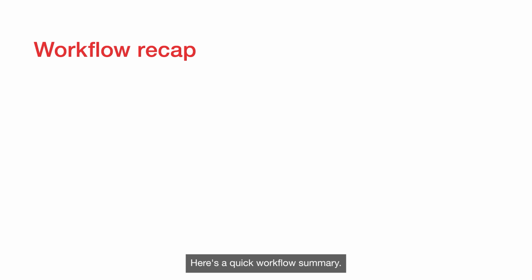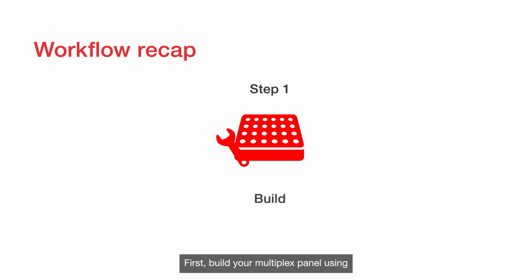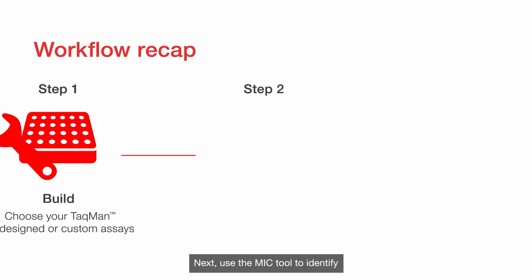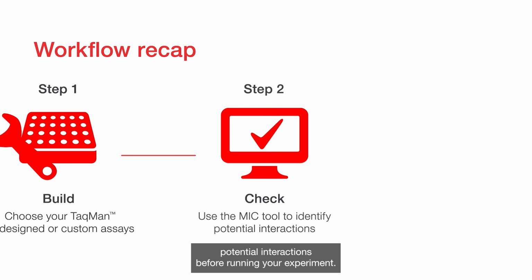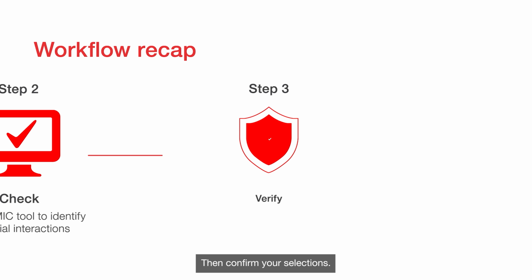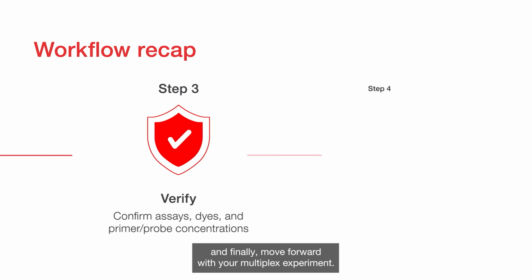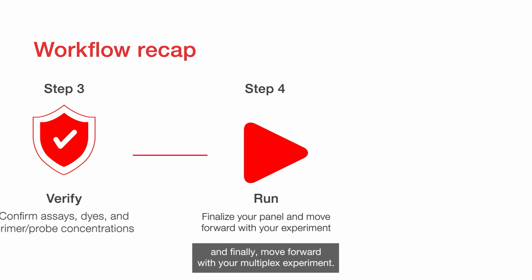Here's a quick workflow summary. First, build your multiplex panel using TaqMan pre-designed or custom assays. Next, use the MIC tool to identify potential interactions before running your experiment. Then, confirm your selections. Confirm assays, dyes, and primer probe concentrations. And finally, move forward with your multiplex experiment.